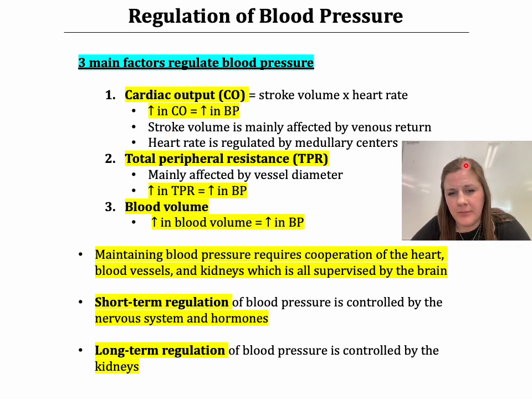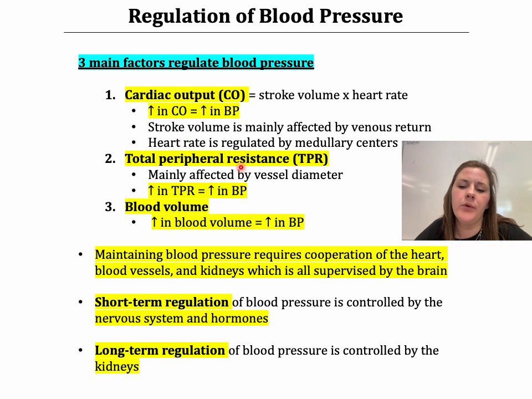Well, the stroke volume is mainly affected by venous return. How much blood is returning to the heart is going to dictate how much blood is leaving the heart, right? And then heart rate is really regulated by medullary centers. So the medulla oblongata, having cardiovascular centers that provide extrinsic control over the heart rate, how many times the heart beats. So there's so many factors here, right? So you have to have the ability to look at the big picture and think about how all these downstream effects really play a role in determining the blood pressure.